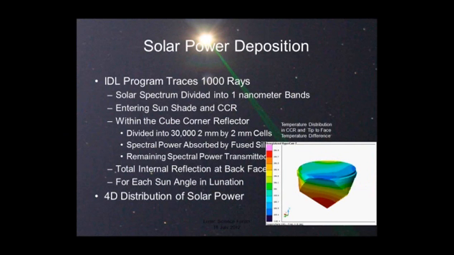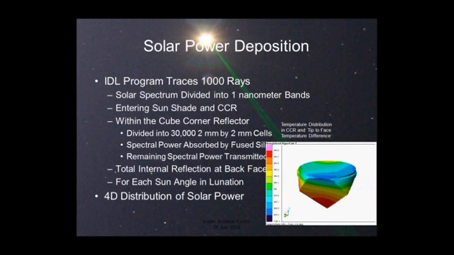Finally, there's the question of what happens in the corner reflector. Rays coming in at different points on the entrance face have different paths and different behavior. So we have to put up on the order of 1,000 rays spread over the front face. In addition, we have to take care of the fact that the absorption of fused silica depends upon the wavelength. And therefore, we have to split up each of these rays into a couple thousand 1 nanometer bands.